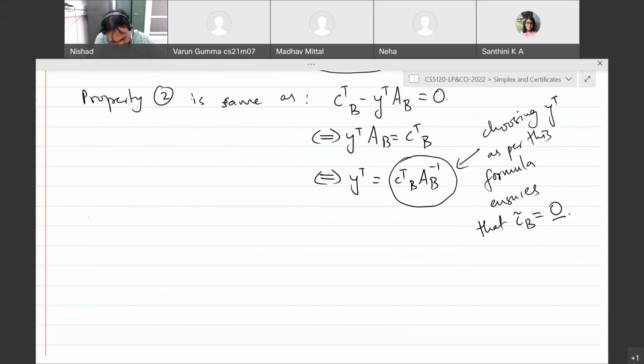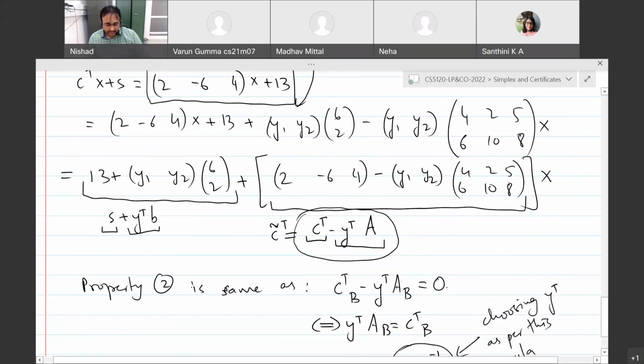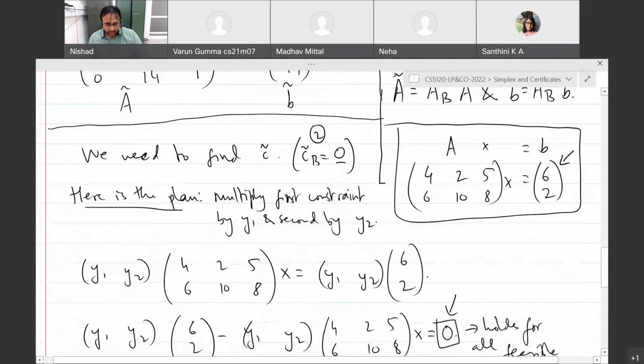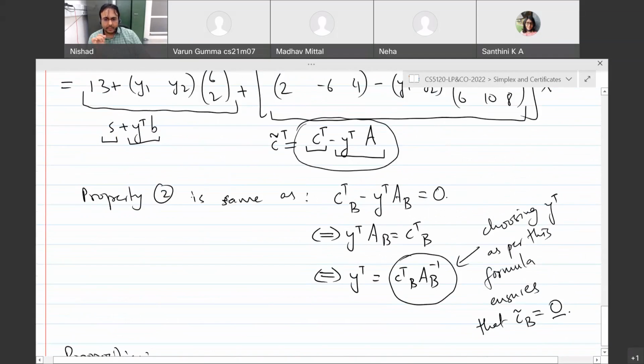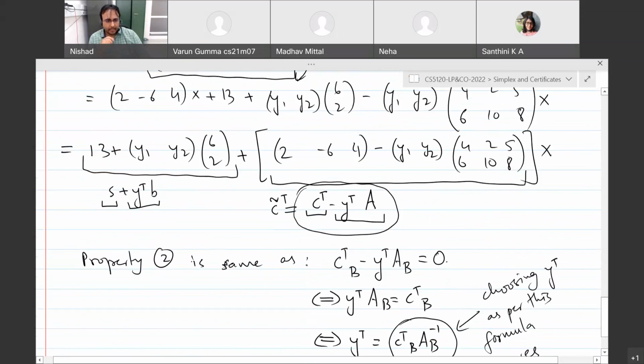So this tells us how to convert any LP into a canonical form if you are given some basis. The constraints are very simple. You just multiply by the inverse of the matrix. However, for the objective function, we are doing something slightly more fancy. And this is our new constant S tilde.